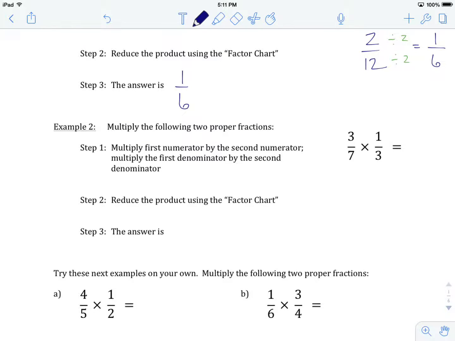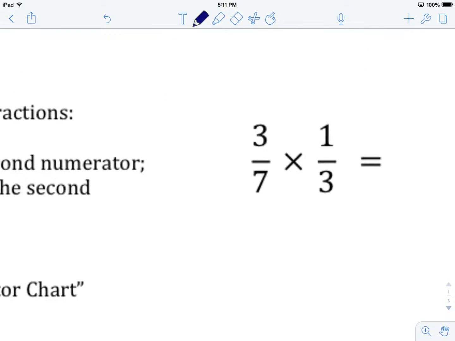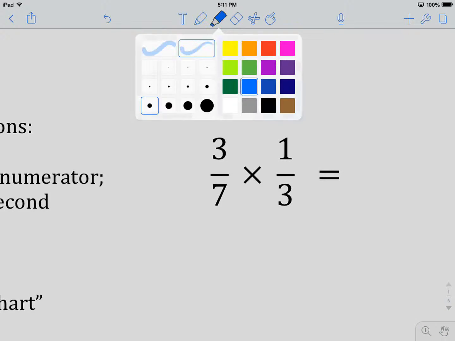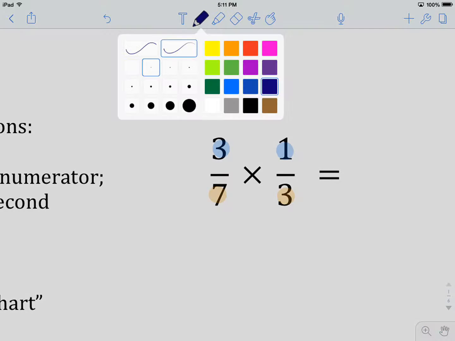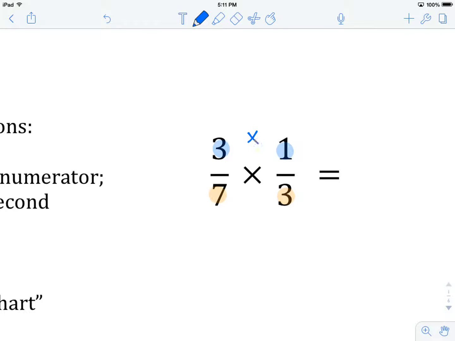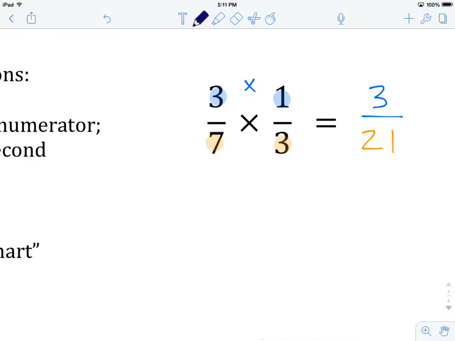Step number 1, again, if we're multiplying these 2 proper fractions, is to multiply our numerator by our numerator and our denominator by our denominator. So our 2 numerators are 3 and 1, and 3 times 1 is 3. And our denominator, 7 times 3 is 21. So our answer so far is going to be 3 over 21.